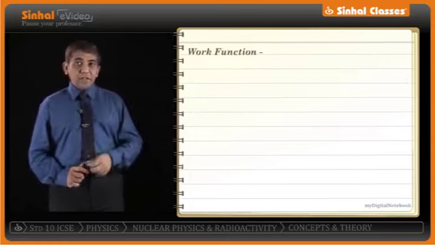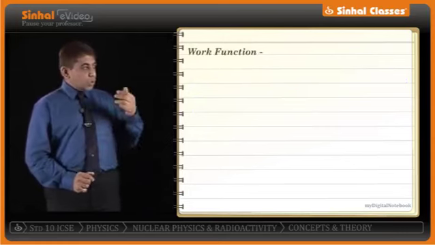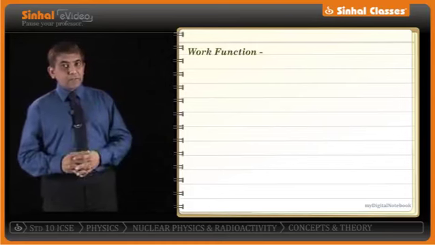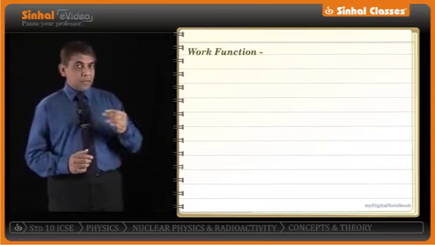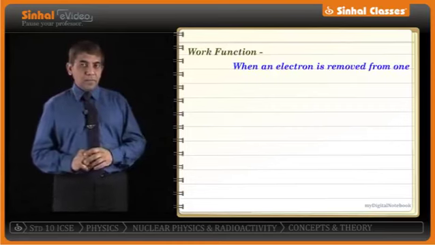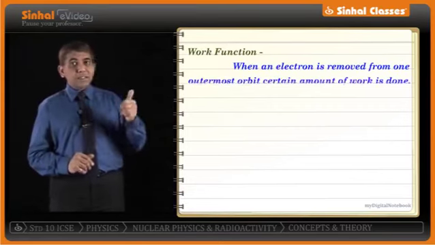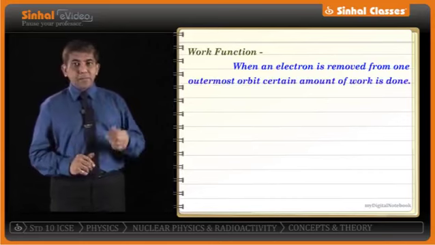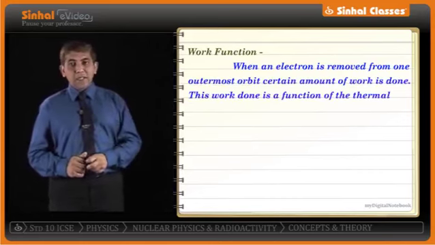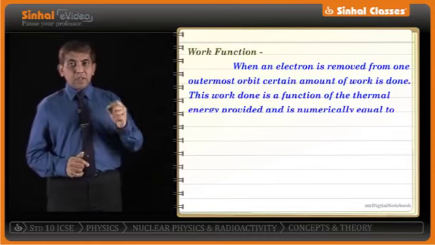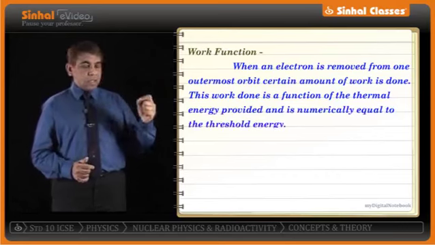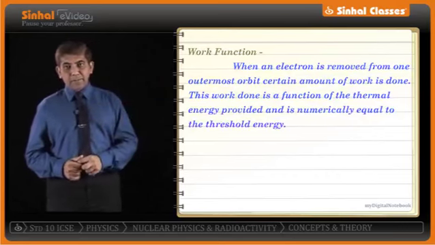The third term is work function. It is true that a certain amount of energy binds the electron to the nucleus. It is also true that on supply of thermal energy, the electron is removed from the outermost orbit. But in the process, a certain amount of work is done. That work done is a function of the thermal energy that is provided, which is called the work function. Numerically, work function is equal to threshold energy.